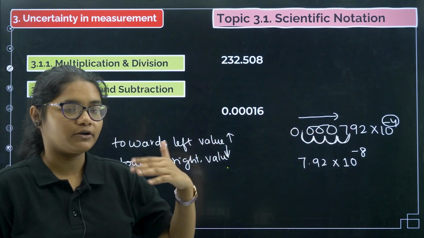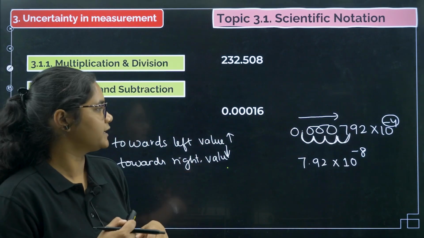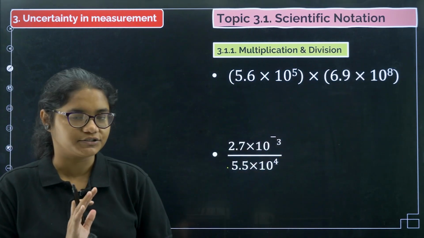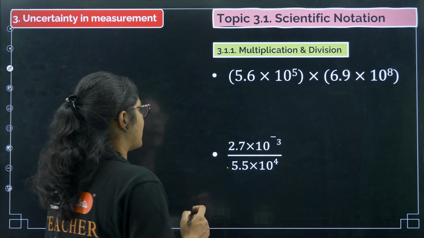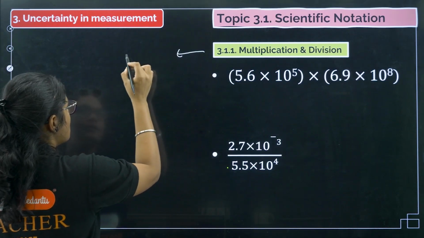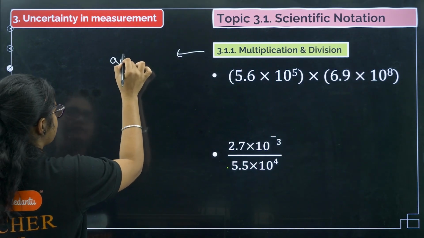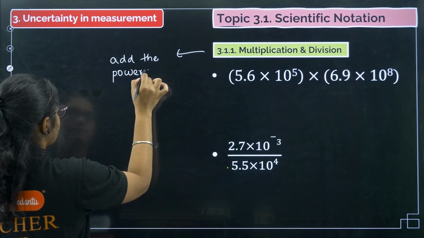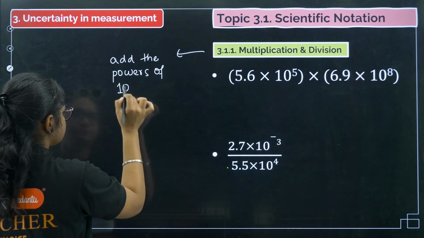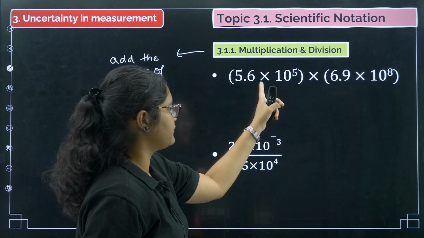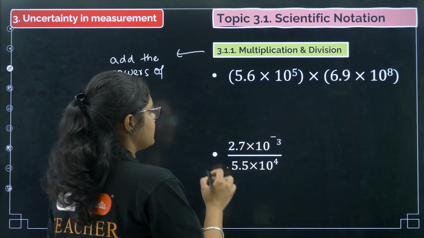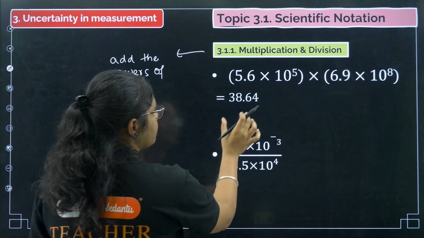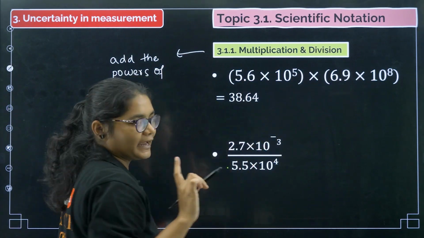Now how to follow scientific notation while multiplication and division? Let us check that here. Suppose you want to multiply two numbers. Multiplication and division is very easy, nothing difficult. If it is multiplication, you need to add the powers of 10. Suppose I am solving this 5.6 into 6.9. The multiplication value will come 38.64.